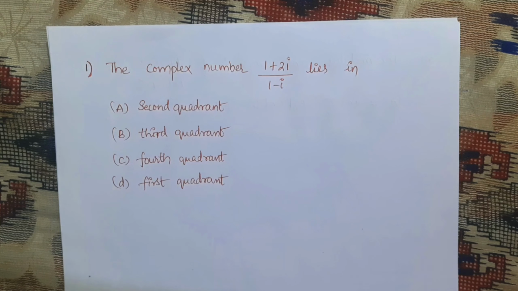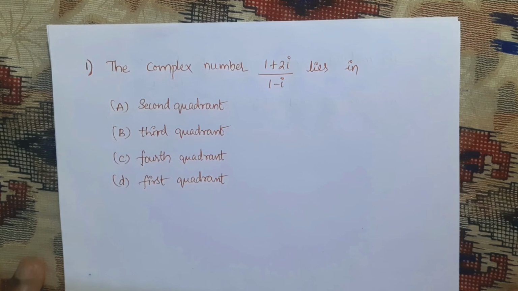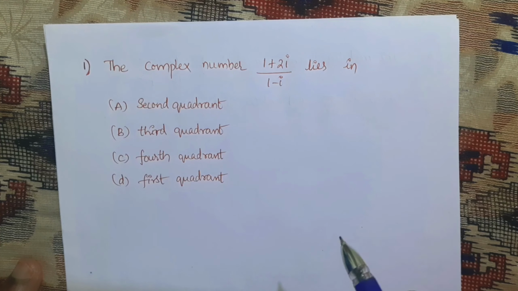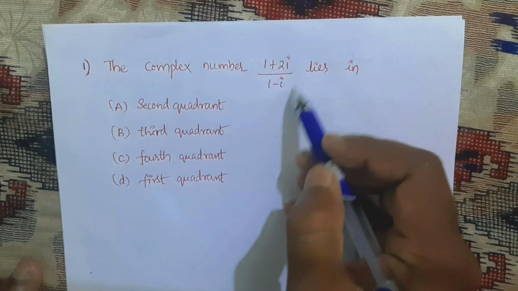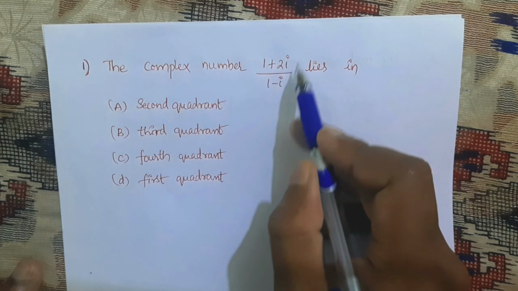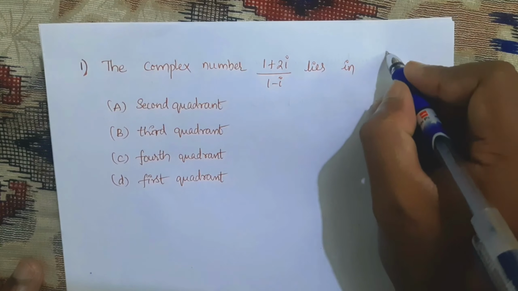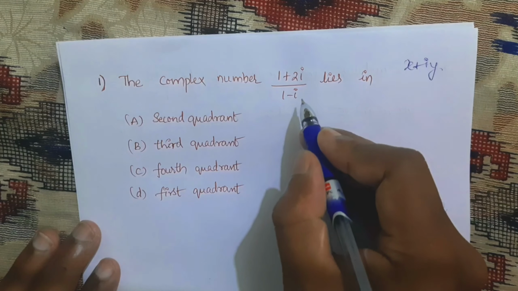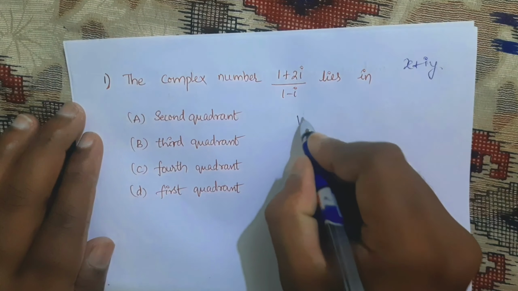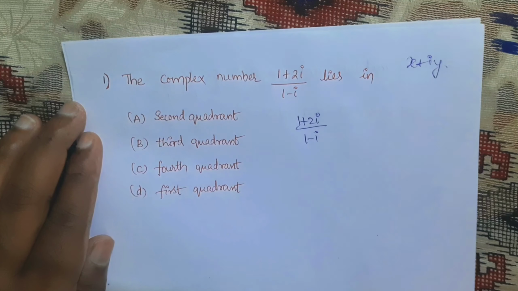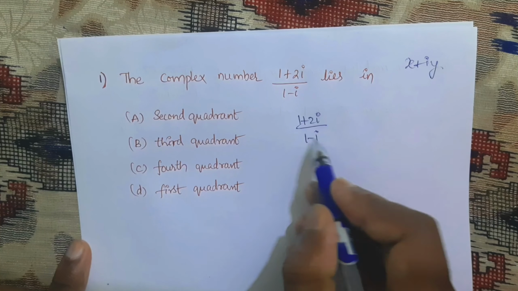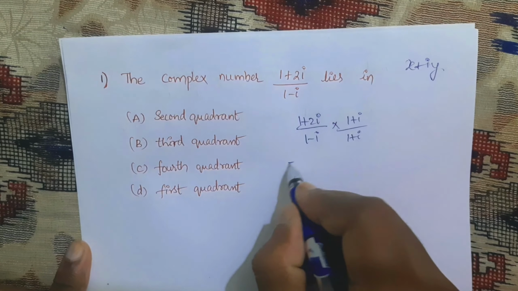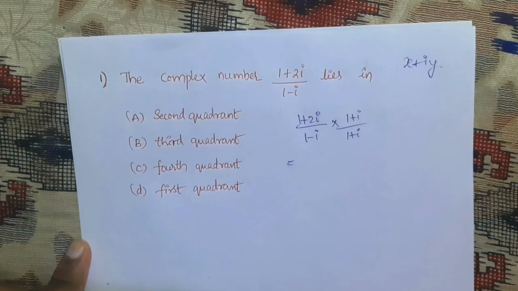The first question is, the complex number (1 plus 2i) by (1 minus i) lies in which quadrant? To decide the quadrant, first of all we need to convert this into proper complex number form, which is x plus iy form. Whenever we have i in the denominator, we need to rationalize. We need to rationalize with the conjugate. Conjugate means here 1 plus i by 1 plus i. It will become (1 plus 2i) into (1 plus i).